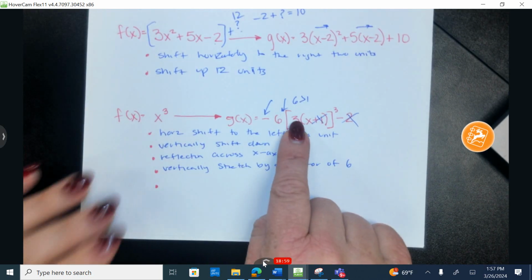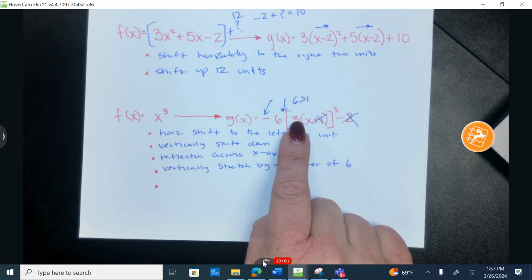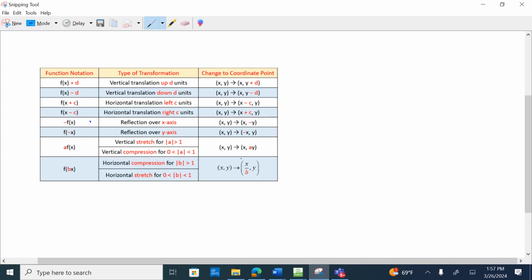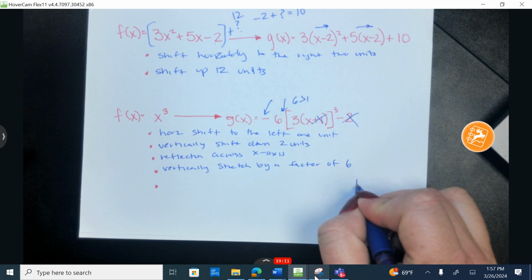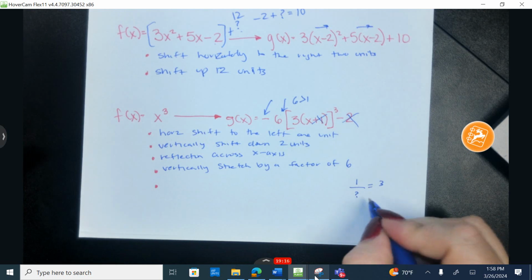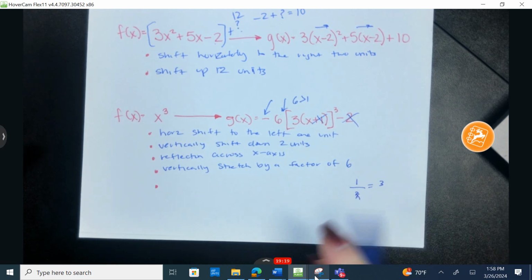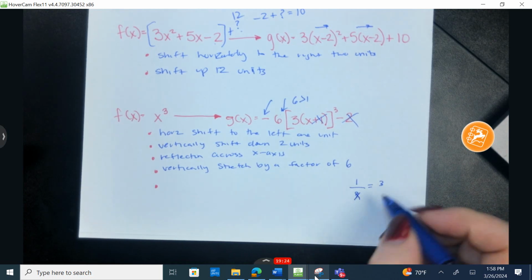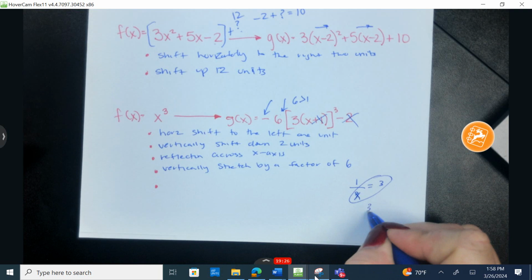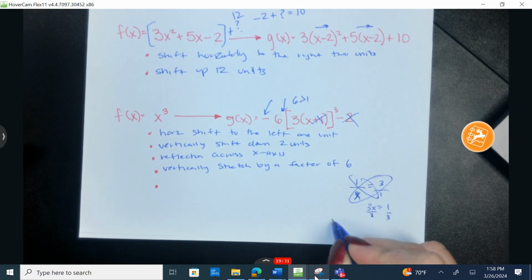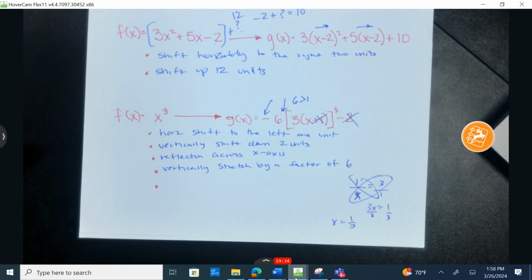Here I have a value, so it's going to be horizontal, but is it stretched or is it compressed? If I come back here, it needs to be 1 over whatever that value is. So 1 over some number equals 3. What number can I divide by and I get 3? I'm going to put an x there. If we cross multiply, I have 3x equals 1, divide by 3, divide by 3, and I get x equals 1/3.